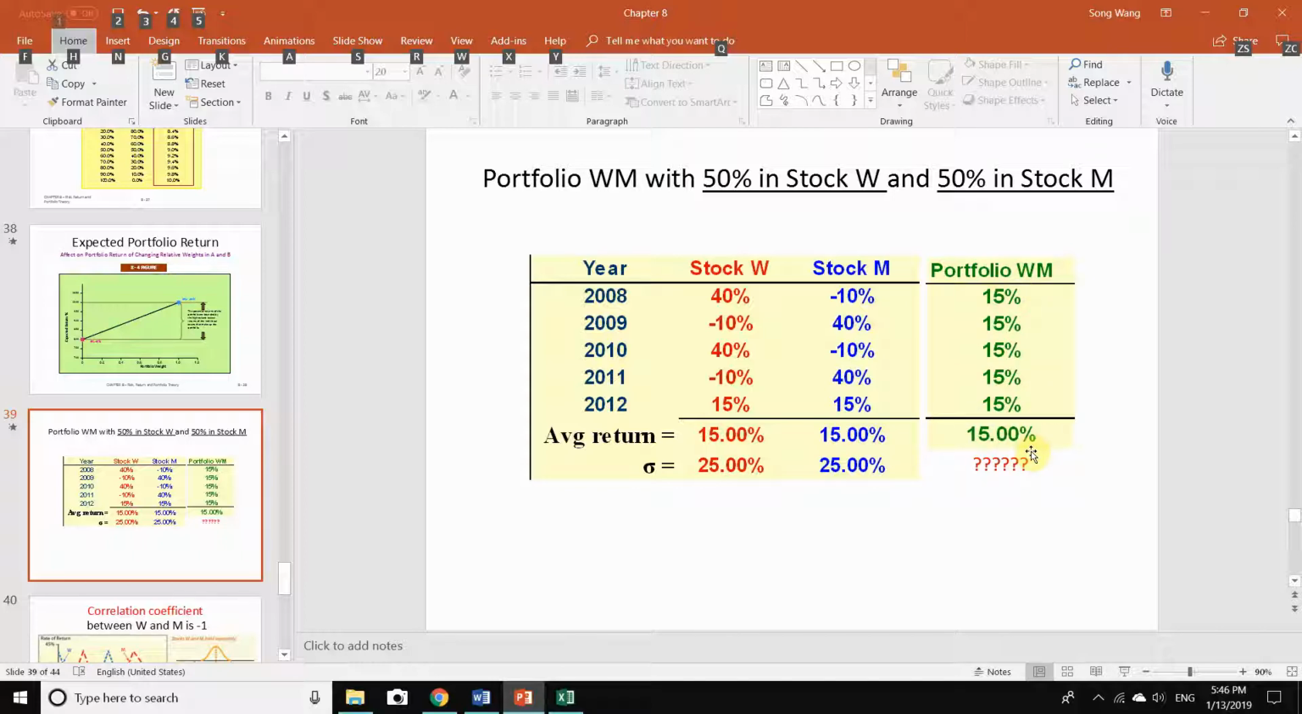You see 15% for all the years, and then 15% for the expected. But what about the standard deviation, or the risk, for the portfolio? You can see that the portfolio return always stays at 15%, right? There's no variation. But the individual stocks both come with a certain level of risk. Does the portfolio risk cut in the middle? No. The portfolio risk is not cut in the middle between 25 and 25. Rather, the portfolio risk is 0. As you can see, there's no variation here.